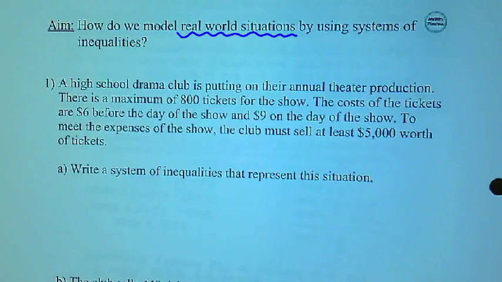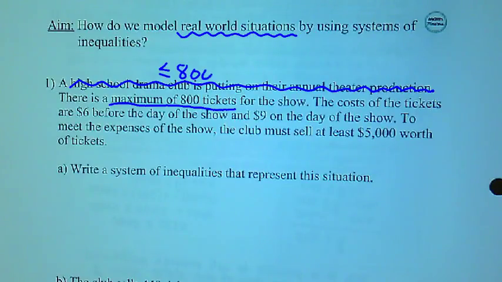All right. So we're going to be looking for our keywords, and, if we get anything along the way that we don't need, cross it out. A high school drama club is putting on their annual theater production. Yay, good for them. Okay, that has zero value to us. There is a maximum, that's a nice word, maximum of 800 tickets for the show. Okay, so that means I cannot hand out any more than 800 tickets. So I'm going to say less than or equal to 800.